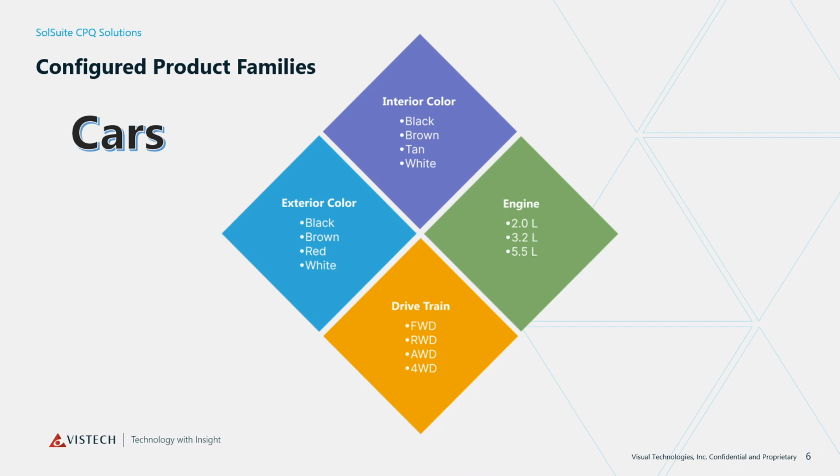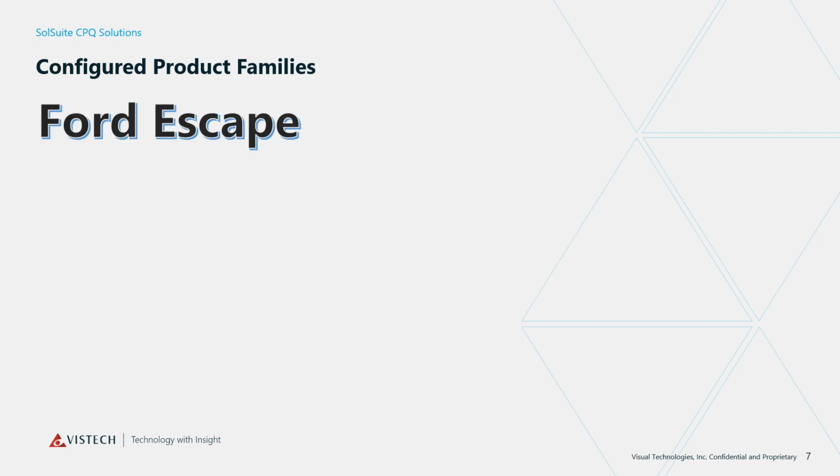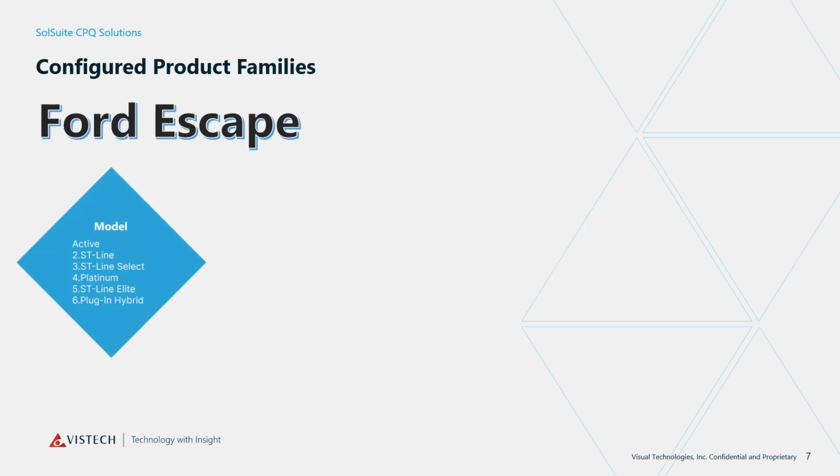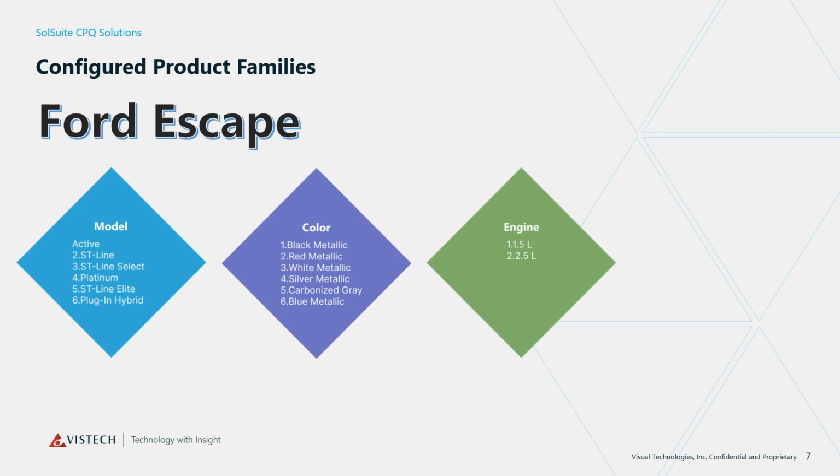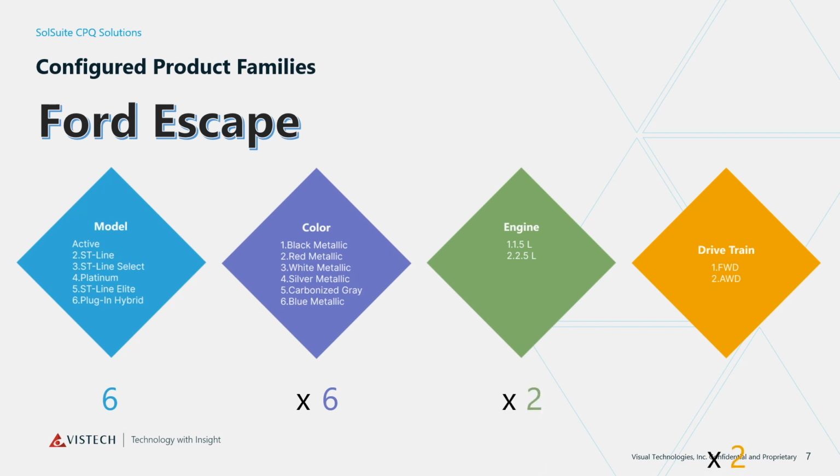To better scope the issue, I looked at the Ford Escape. It had 4 domains: model, paint color, engine size, drivetrain type. Each of those had a few options. We call these domain values. Since there are 6 models, 6 paint colors, 2 engine types, 2 drivetrains, when we list all possible cars from those domain values, there are 144 different possibilities or permutations.